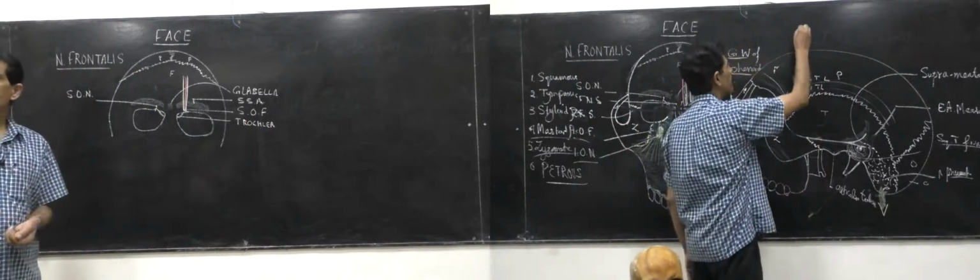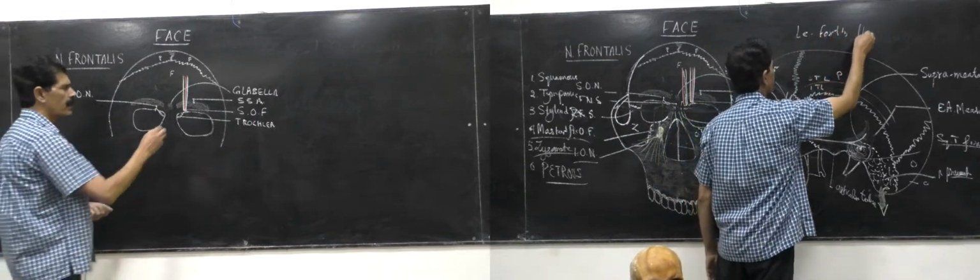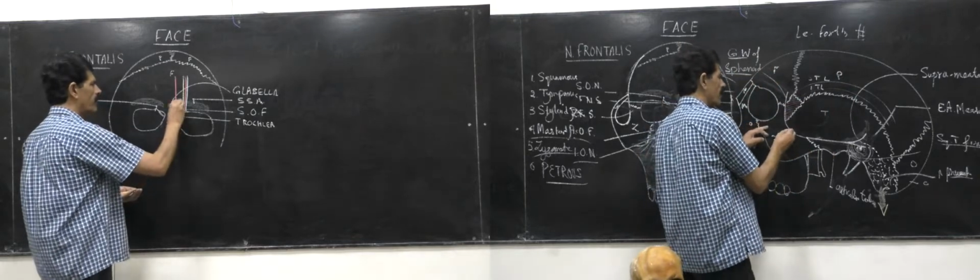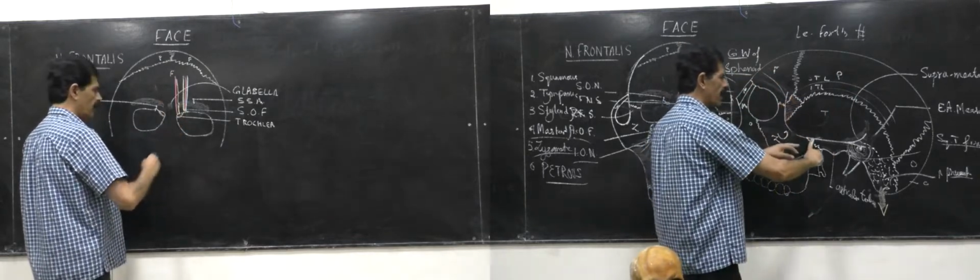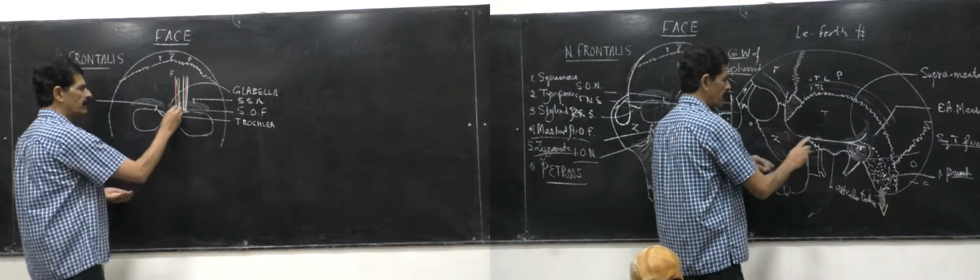From inside to outside from the orbit, touching this trochlea, the Le Fort fracture comes out. And in this, the zygomatic bone is also twisted. It goes like this. And then this one. Now what will you name it?